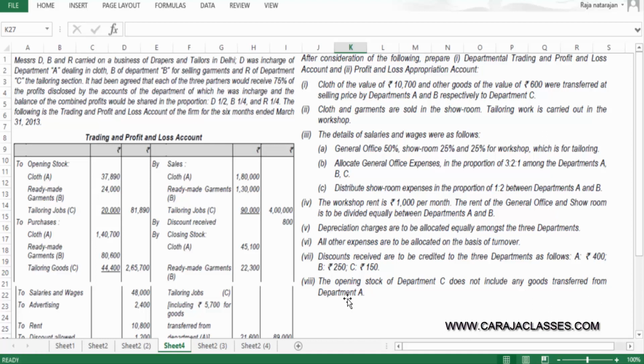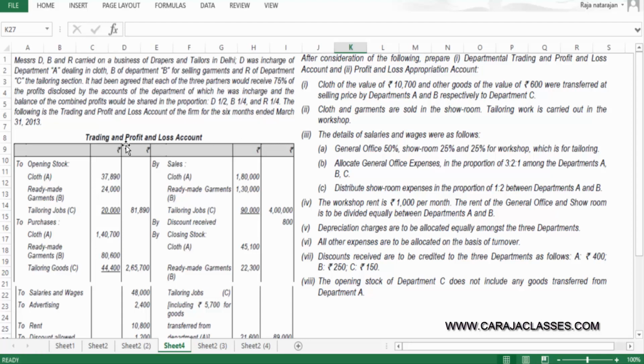Fine. So with this background, let's get started. What is our objective? We have to prepare the departmental trading and profit and loss account and profit and loss appropriation account by considering this trading and P&L as well as the additional information. It means many items have to be given live, and understand this is for the period of 6 months only, not a complete year.